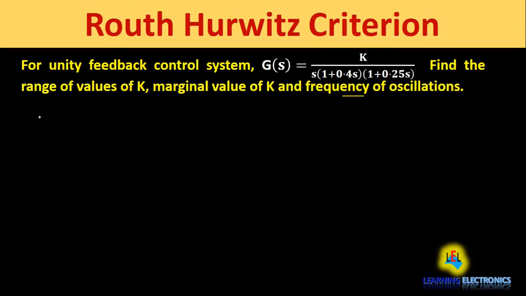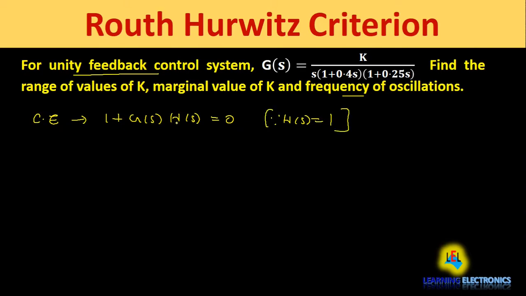We know that the characteristic equation is given by 1 plus G(s) H(s) is equal to 0. And it is given in the question that it is a unity feedback control system. That means the feedback part transfer function H(s) will be equal to 1. So when we put H(s) is equal to 1 in this equation, we will get characteristic equation 1 plus G(s) is equal to 0.